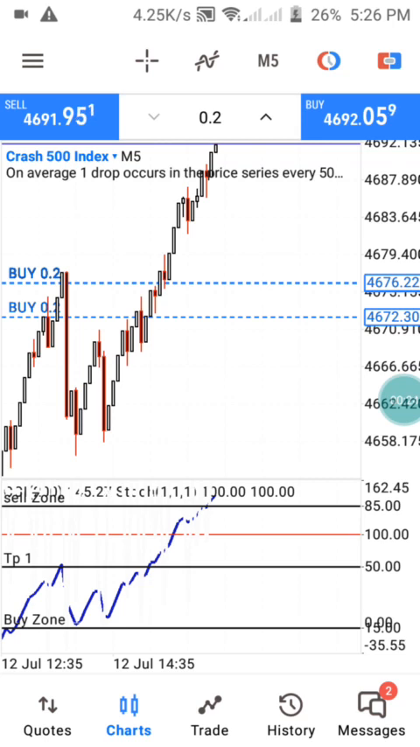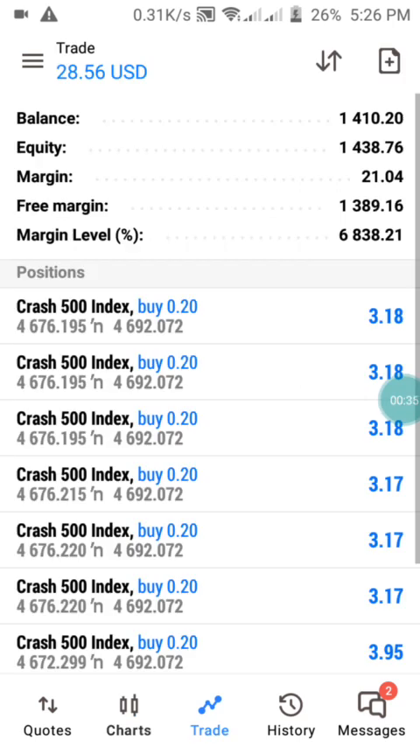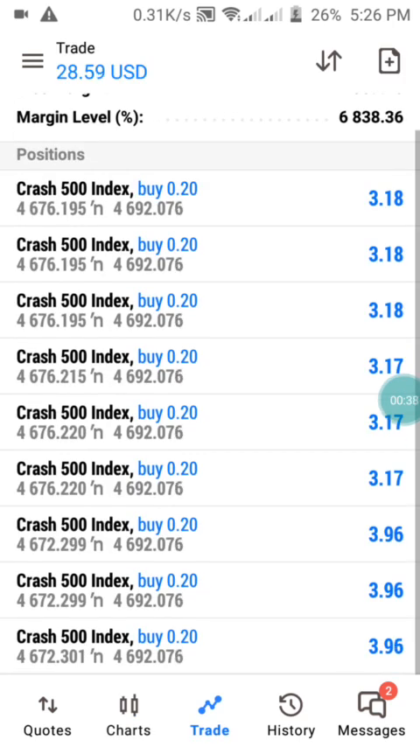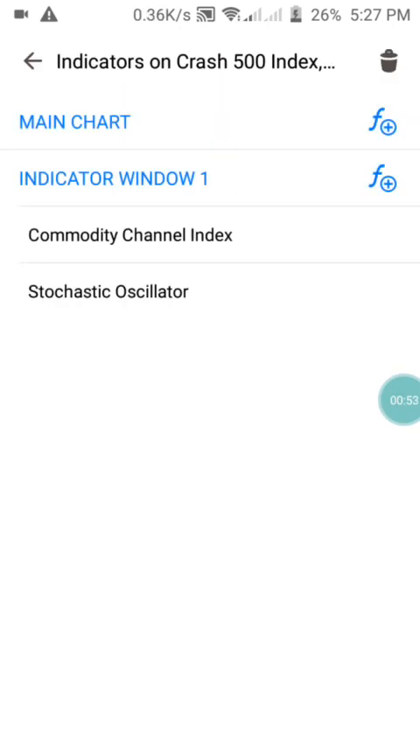Inside this video I'm going to explain to you how you can trade Crash 500 on 5-minute time frames with this particular strategy. As you can see now, we have our profit running in this current trade. We have a trade with 0.20 lot size, and we are earning $3 per trade on this. So guys, I'm going to show you the settings of this strategy, and how you can trade with this successfully.